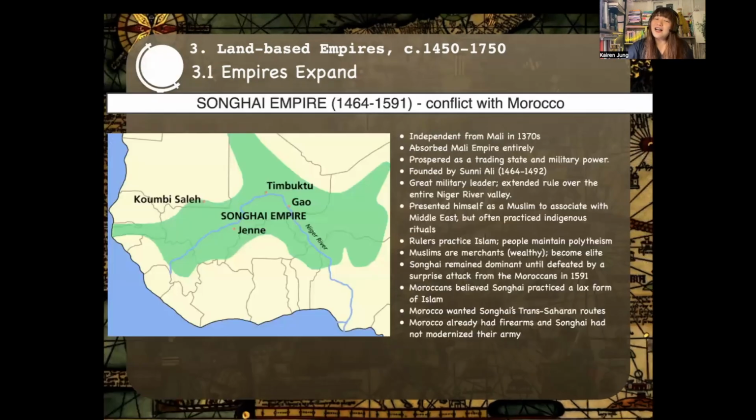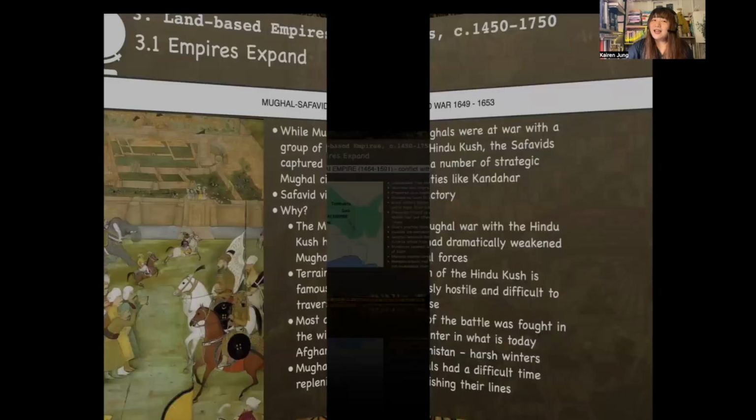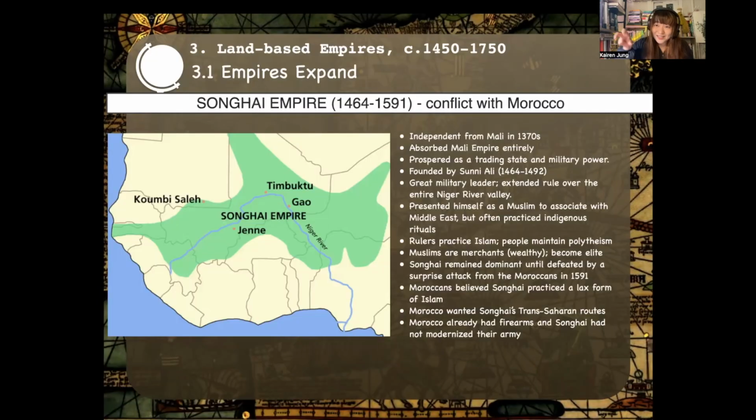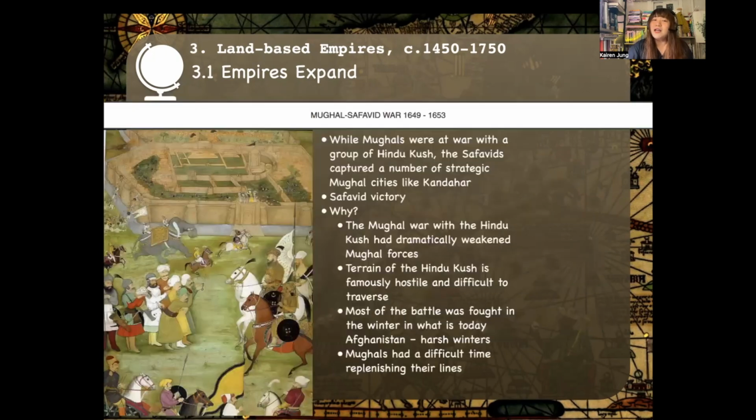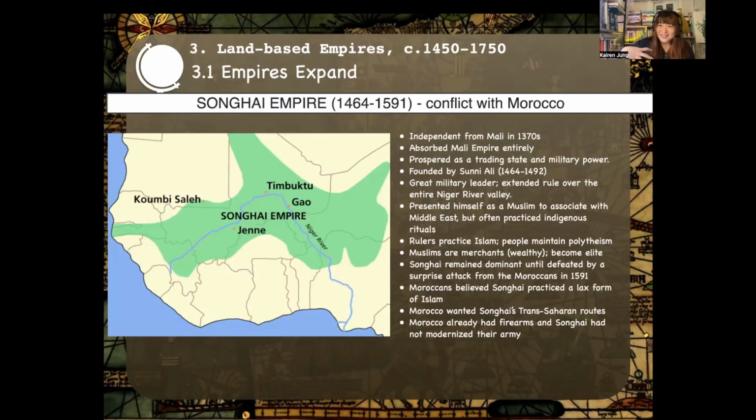Now let's look at the Songhai Empire's conflict with Morocco between 1464 and 1591. Why is this relevant? These were the two illustrative examples that the CED of the College Board specifically pointed out as things that you have to know regarding the conflicts of Unit 3, this time period in particular. And so what we realize are the commonalities between the Songhai Empire's conflict with Morocco and the Mughal-Safavid War is that these are wars of faiths. Right? These are wars that have to do with the clashes that occur between belief systems.